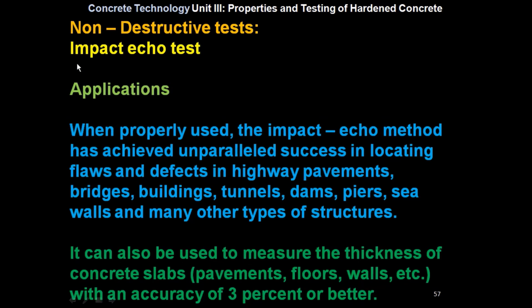Now we will see the applications of the impact echo test. When properly used, the impact echo method has achieved unparalleled success in locating flaws and defects in highway pavements, bridges, buildings, tunnels, dams, piers, seawalls, and many other types of structures. It can also be used to measure the thickness of concrete slabs, pavements, floors, walls, etc. with an accuracy of 3% or better.